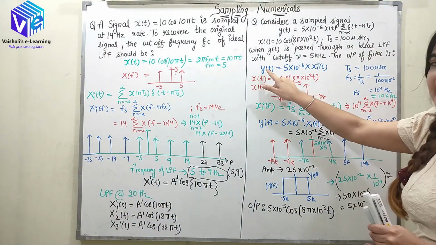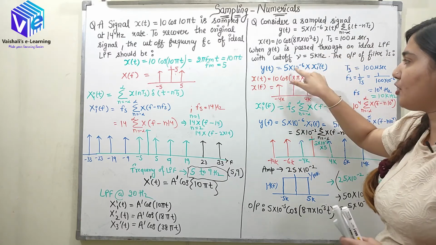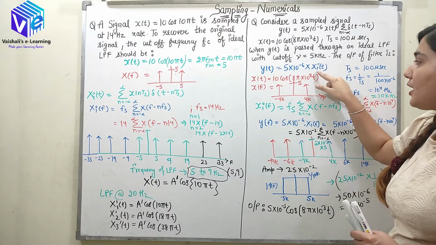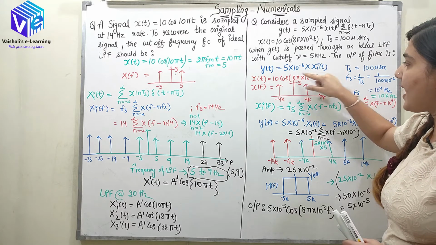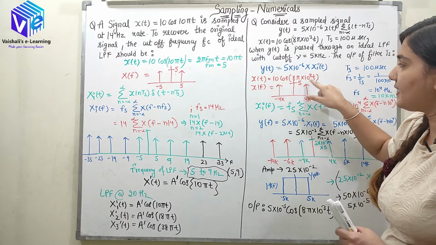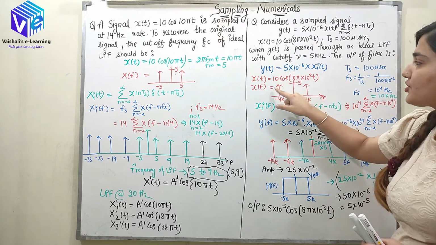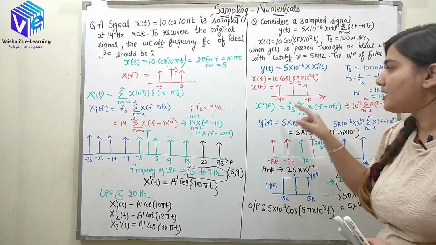I was having y(t), which was a function of the sampled signal. So here y(t) was 5 into 10 raised to power minus 6 multiplied by the sampled signal. Now I know the signal x(t) is represented like this: 10 cos 8 pi into 10 raised to power 3 t, which is represented in the frequency domain with the help of two impulses.